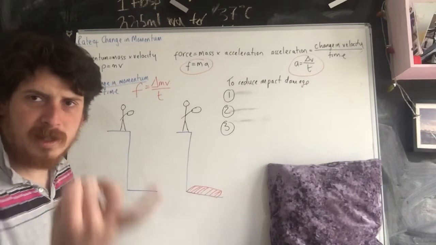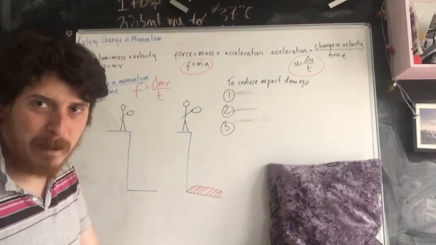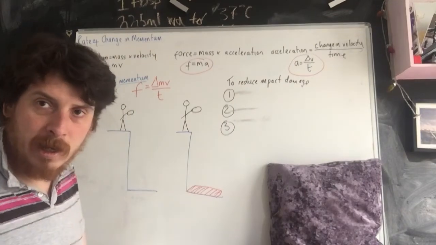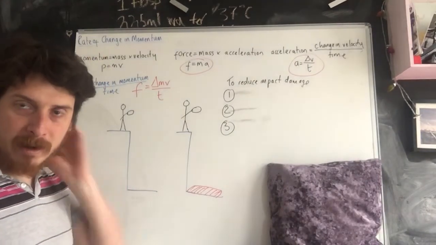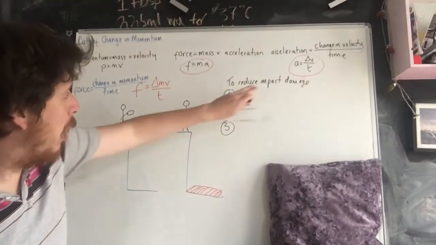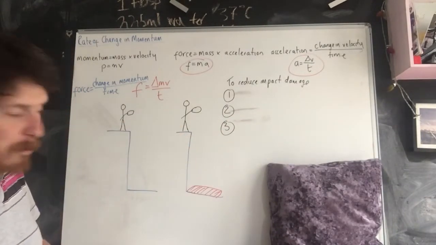Now, this is a really important equation in terms of safety. It's connected to your seat belts, it's connected to your airbags, it's connected to the soft cushioning that you get under swings at playgrounds. So all of this has real practical implications for impact damage.